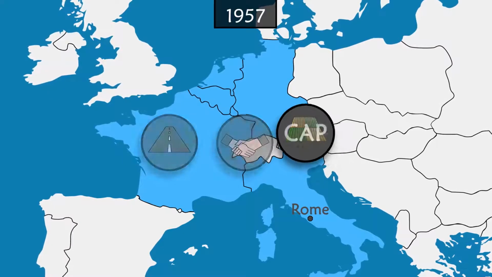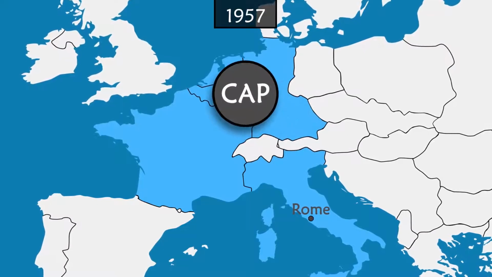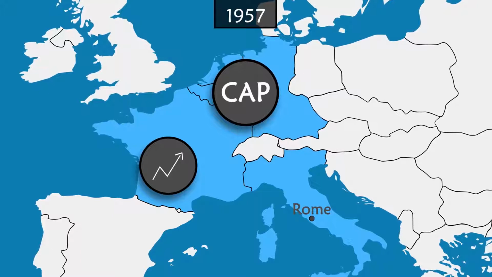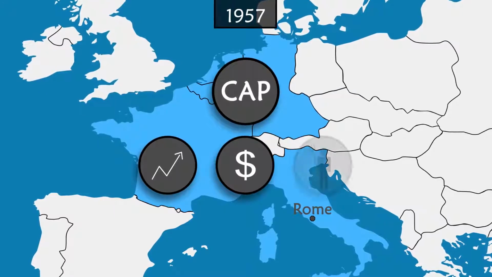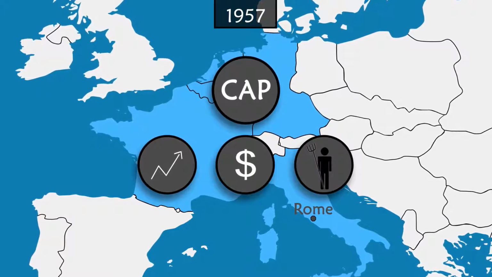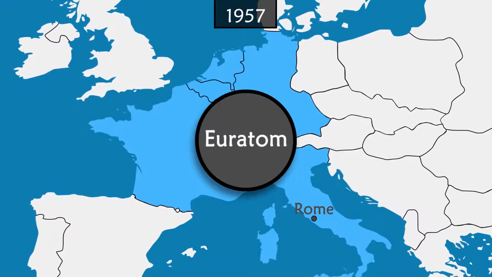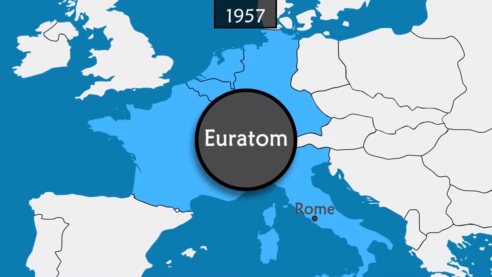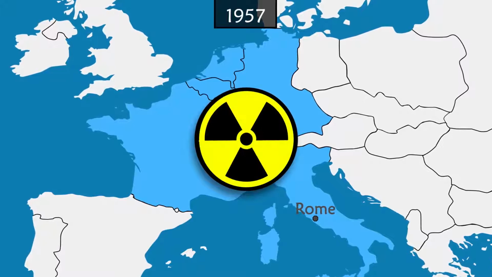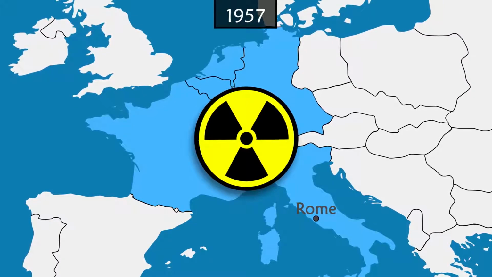The Common Agricultural Policy, among other goals, aims to increase agricultural productivity, offer reasonable prices, and ensure a fair standard of living for farmers. The second treaty establishes the European Atomic Energy Community, coordinating civilian nuclear research programs.